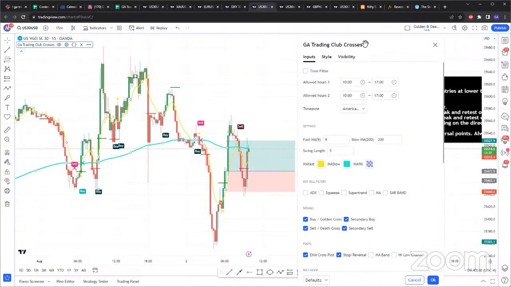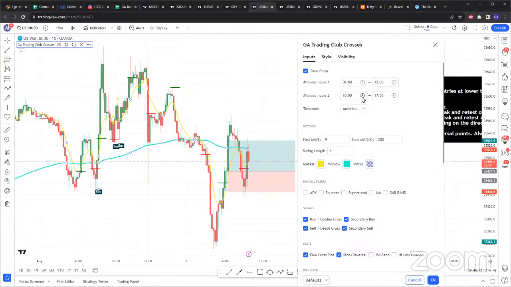Then you come in here. If you want to use the time filter, you check the time filter. Unfortunately, I asked for multiple options in here in case somebody wants to trade various hours during the day, and not just one block of time. So let's say I want signals to show up between, let's say, 9 a.m. to 12 noon. This is just an example.